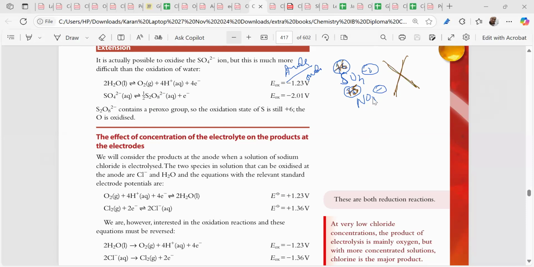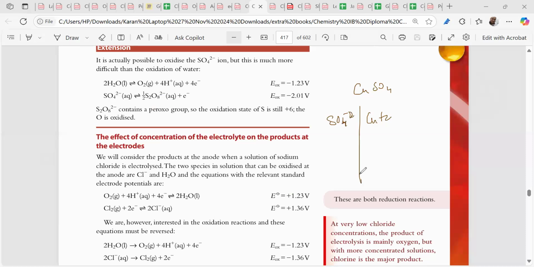Suppose I'm giving an example. Copper sulfate. So who is there? Copper 2 plus is there, and sulfate ion is there, right? This is a past paper question I'm discussing. And over here you're having H2O. So who goes to the anode? Sulfate and H2O. But as I have told you just now, the sulfate and nitrate, does it go? They do not go, right? So who goes? Water goes.